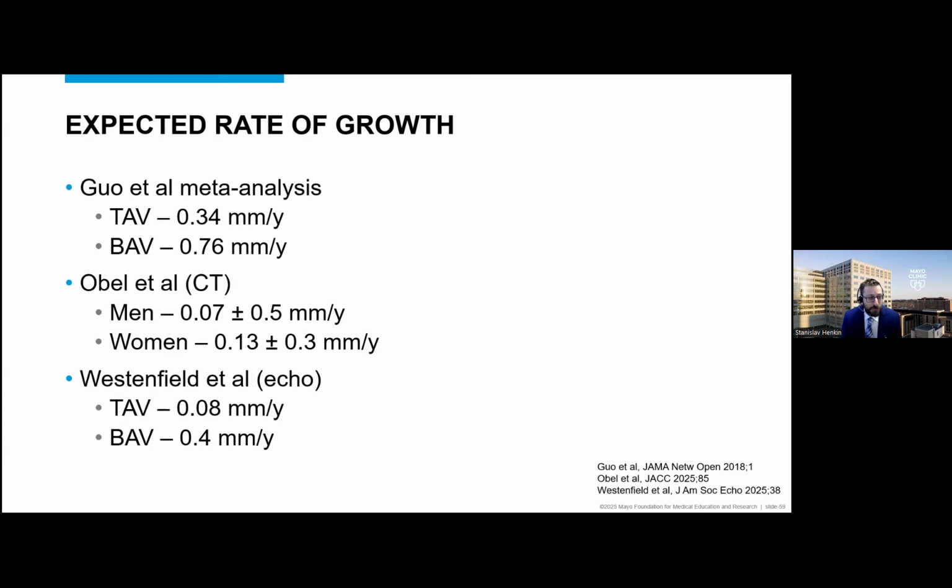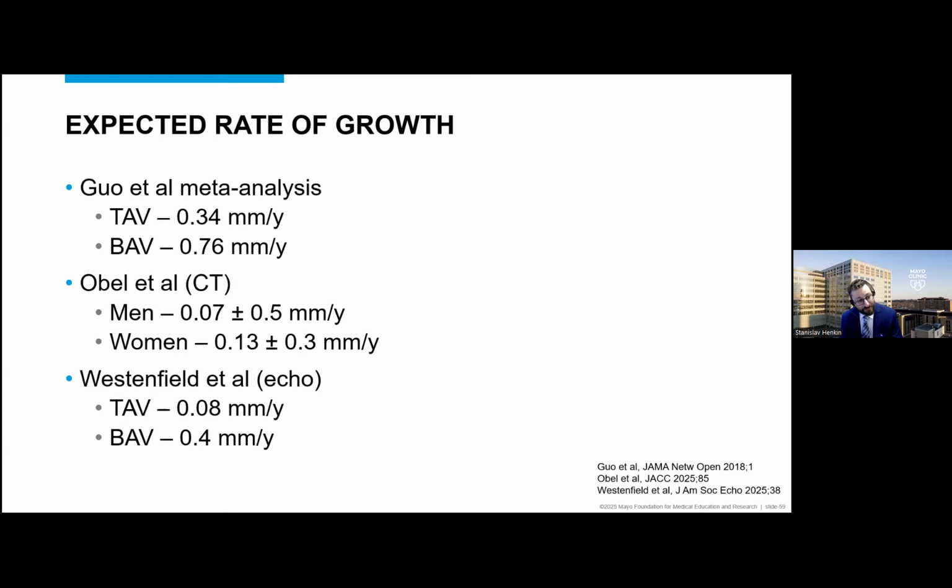So I've given you a couple of studies here, but different studies will tell you differently. There was a nice meta-analysis from a couple of years ago that suggested that the growth of ascending aortic aneurysms is really quite slow. For tricuspid aortic valve, it's 0.3 millimeters per year. For bicuspid, it's much higher. It's 0.7 millimeters per year.